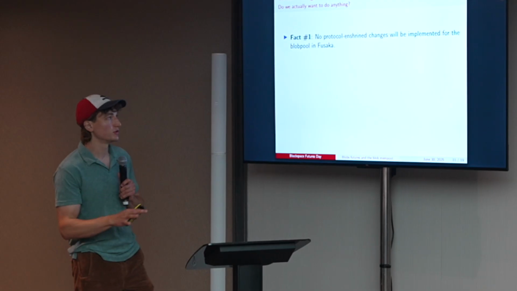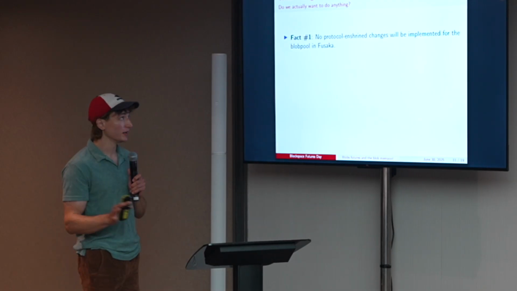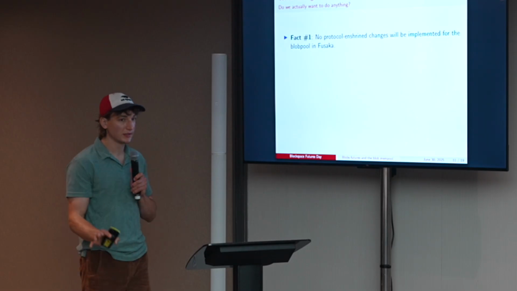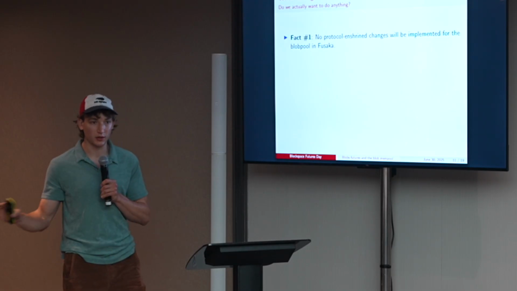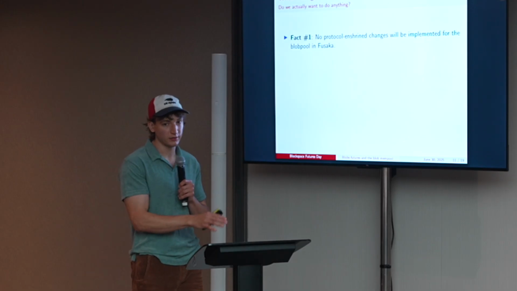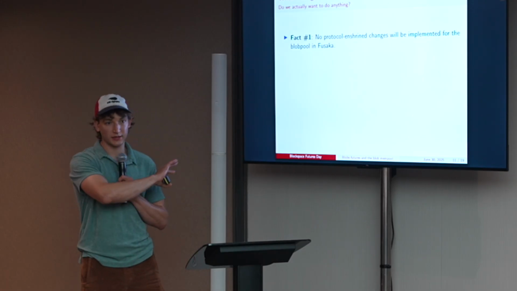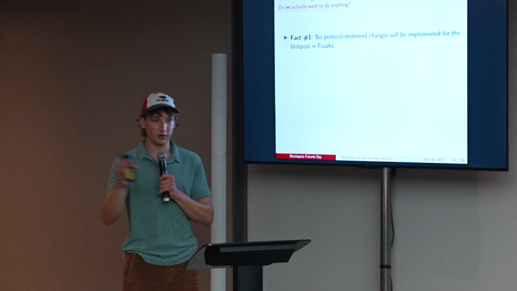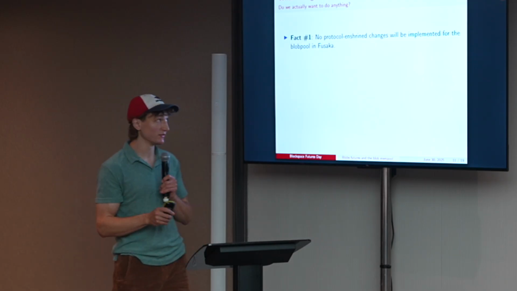So zooming back out, there's a few things to highlight. First and foremost, no protocol enshrined changes will be implemented in the blob pool in Fusaka. So the Fusaka hard fork is set in stone. The EIPs are fixed and PeerDAS is going in, but nothing that solves this asymmetry I was just describing is going to go in. So we're going to at least have one hard fork with this asymmetry. That's just the reality of the situation.